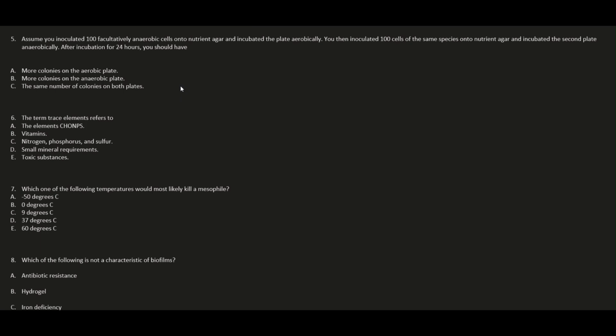Assume you inoculated 100 facultative anaerobic cells onto nutrient agar and incubated the plate aerobically. Then you inoculated 100 cells of the same species onto nutrient agar and incubated the second plate anaerobically. After incubation for 24 hours, you should have A. More colonies on the aerobic plate. B. More colonies on the anaerobic plate. C. The same number of colonies on both plates.